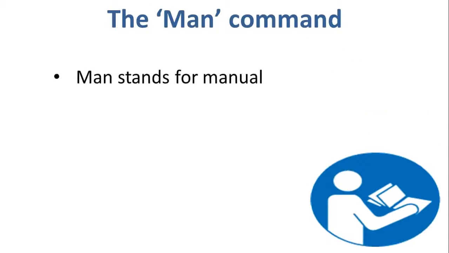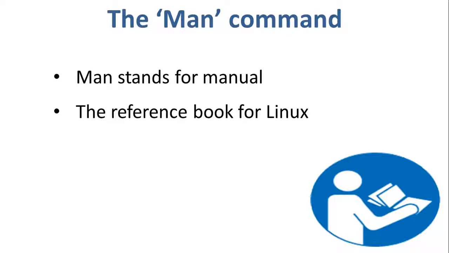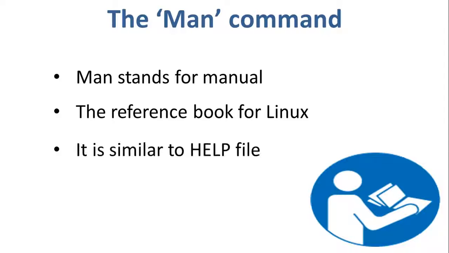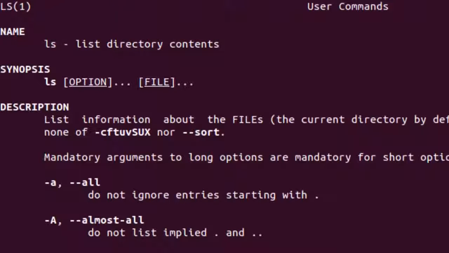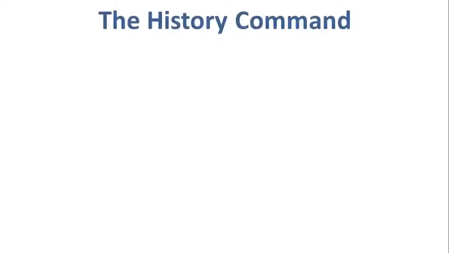Moving on to the man command. man stands for manual, which is a reference book of a Linux operating system. It is similar to the help file found in popular software. To get help on any command that you do not understand, you can type man space command. The terminal would open the manual page for that command. For example, if we type man space ls command and hit enter, terminal would give us information on the list directory contents command.